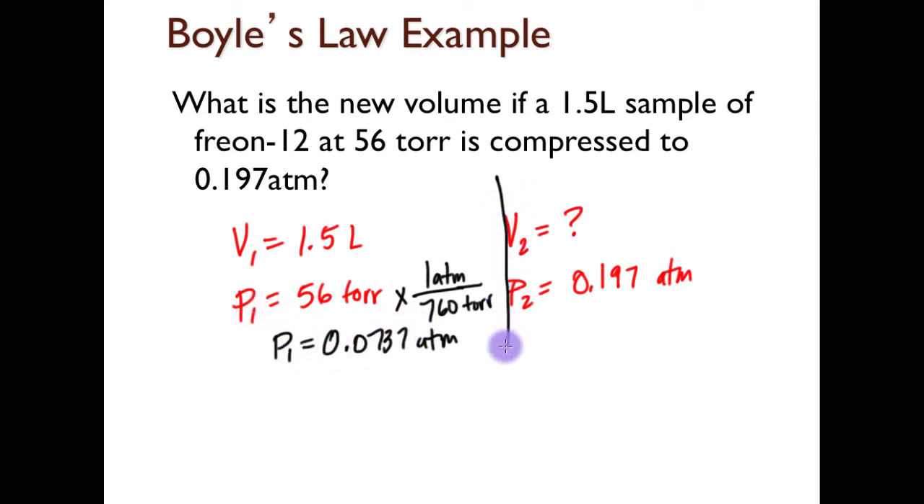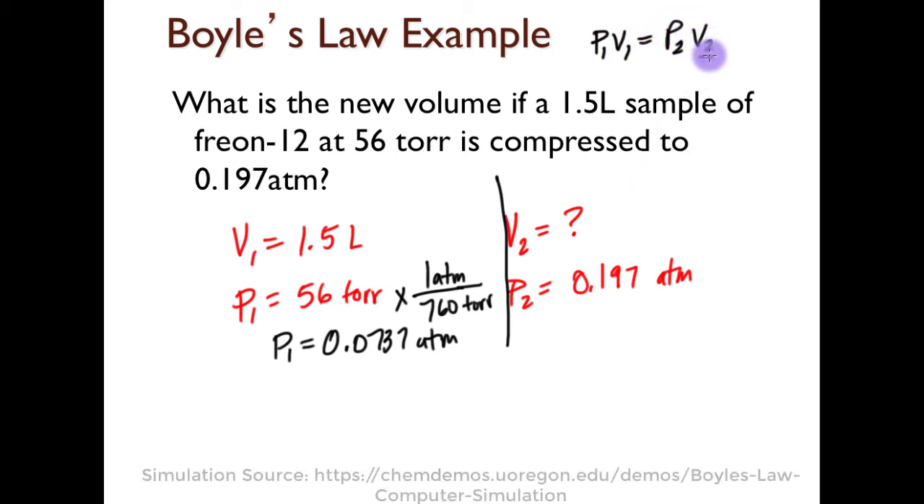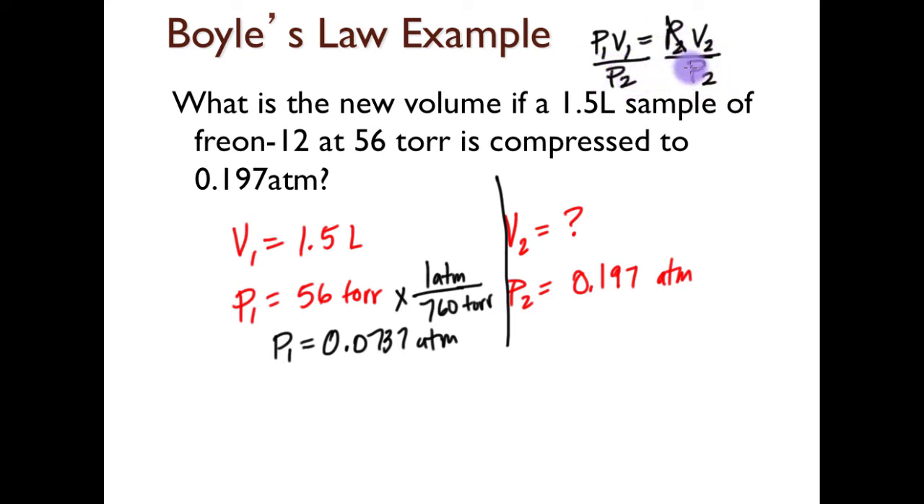Let's separate this out a little so we can see the difference. I'm going to use Boyle's law. Boyle's law is pressure 1 times volume 1 equals pressure 2 times volume 2. What I'm solving for is volume 2. So I'm going to divide both sides by pressure 2, and this will cancel. My final volume is equal to pressure 1 times volume 1 over pressure 2. Now I can plug into my equation and predict what my new volume would be.